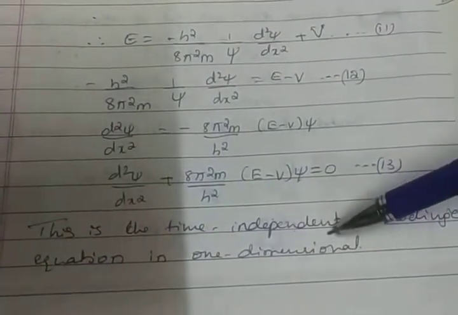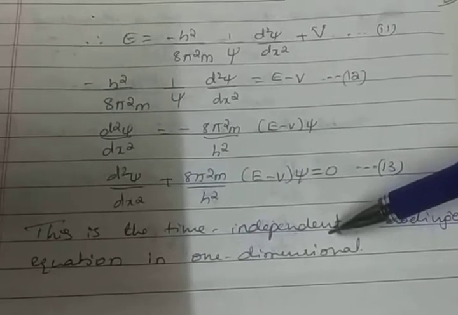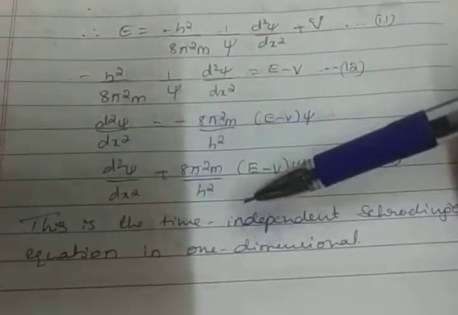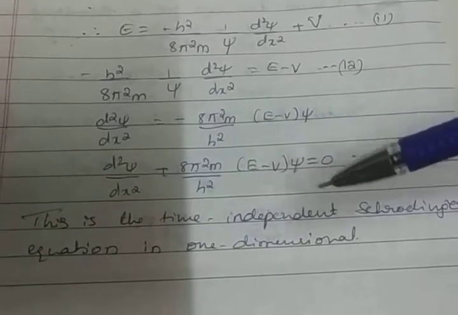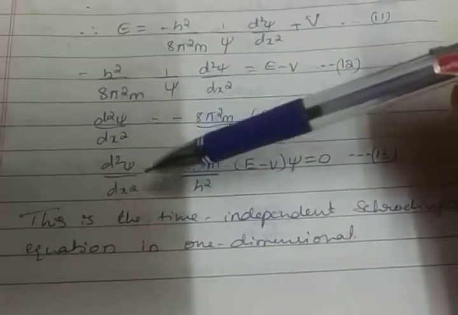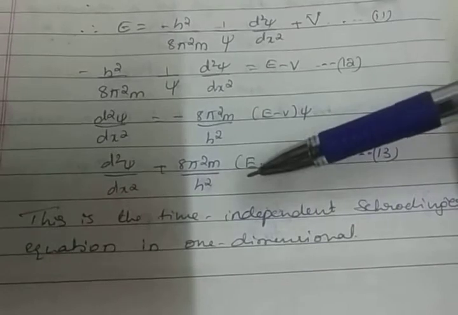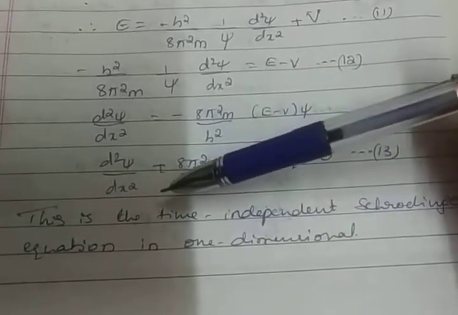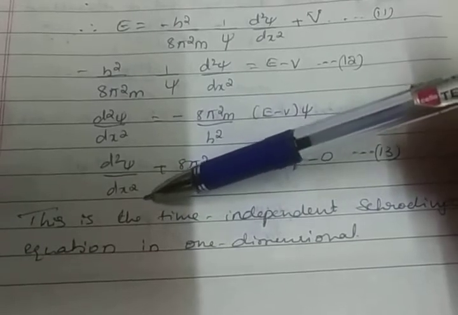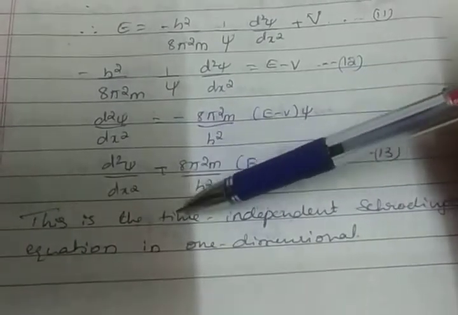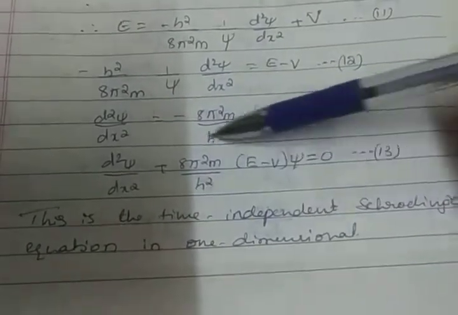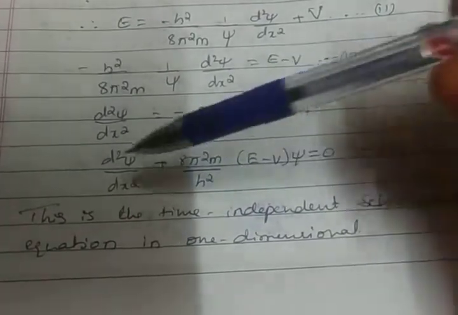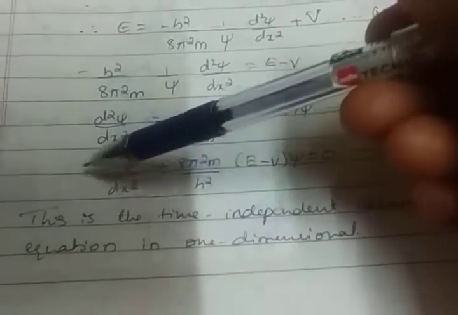Time independent means the wave function depends only on the position and does not depend upon time. So in the final expression there is no time term, only the position term, d square psi by dx square. This is the time independent equation. It is an important question from your exam point of view.